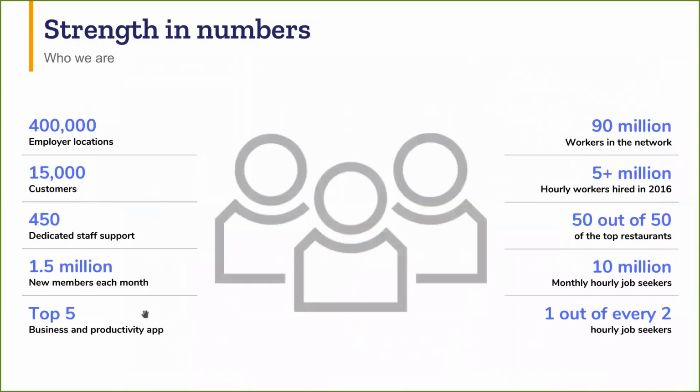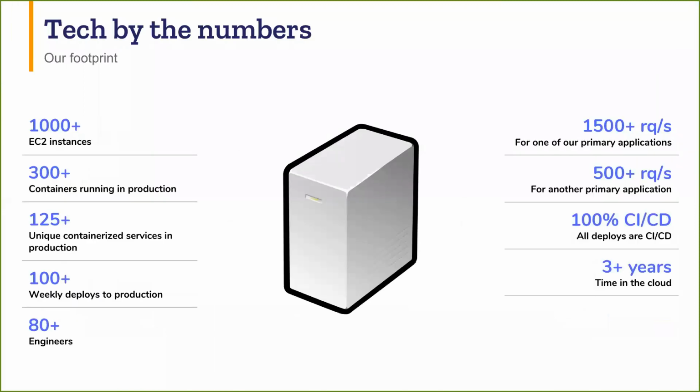Our product, by the stats, has over 400,000 employer locations. Those are like a McDonald's or a Subway or a Chick-fil-A, located all across the United States and Canada as well. In terms of growth, we have about 1.5 million new members every single month. So we are constantly scaling, constantly growing, constantly adapting how we design things. In terms of traffic, about 10 million users come use our site every month searching for jobs. On the next slide, we will get into some of the infrastructure that supports those products.